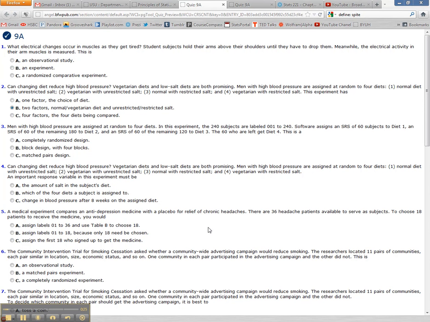It says, can changing diet reduce high blood pressure? Vegetarian diets and low-salt diets are both promising. Men with high blood pressure are assigned at random to 4 diets: 1, normal diet with unrestricted salt; 2, vegetarian and unrestricted salt; 3, normal with restricted salt; and 4, vegetarian with restricted salt. This experiment has, so you have the option 1 factor, 2 factors, or 4 factors.